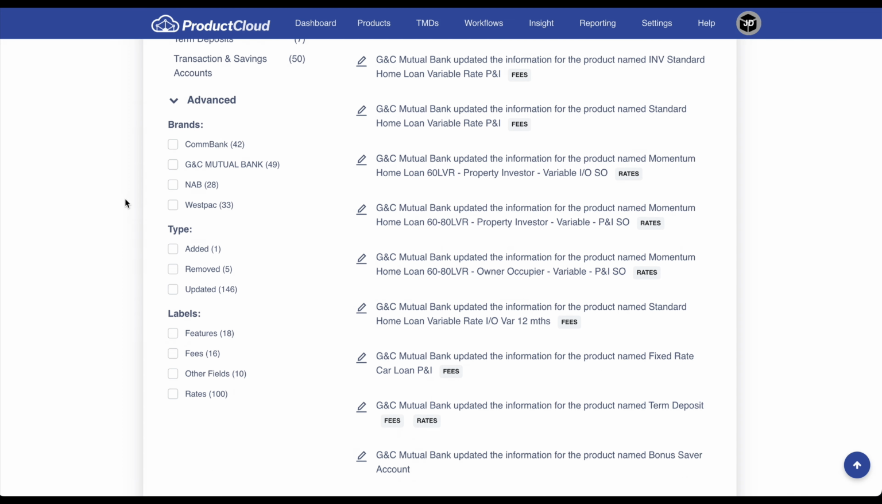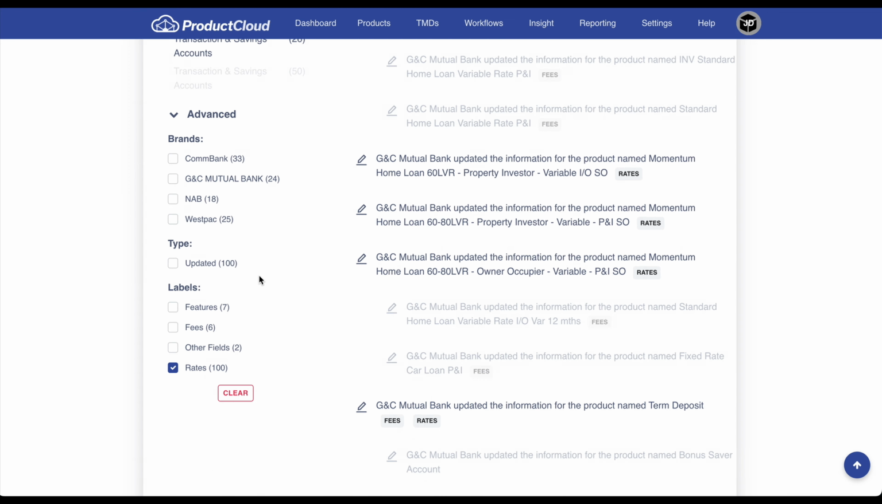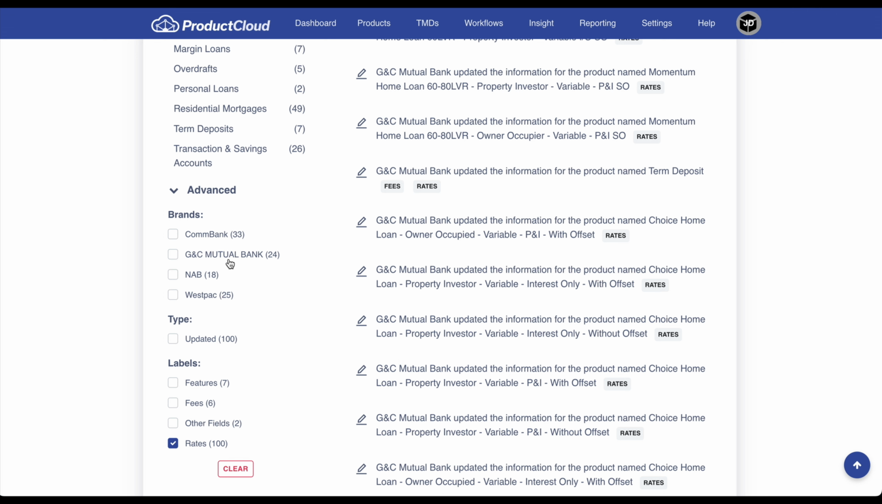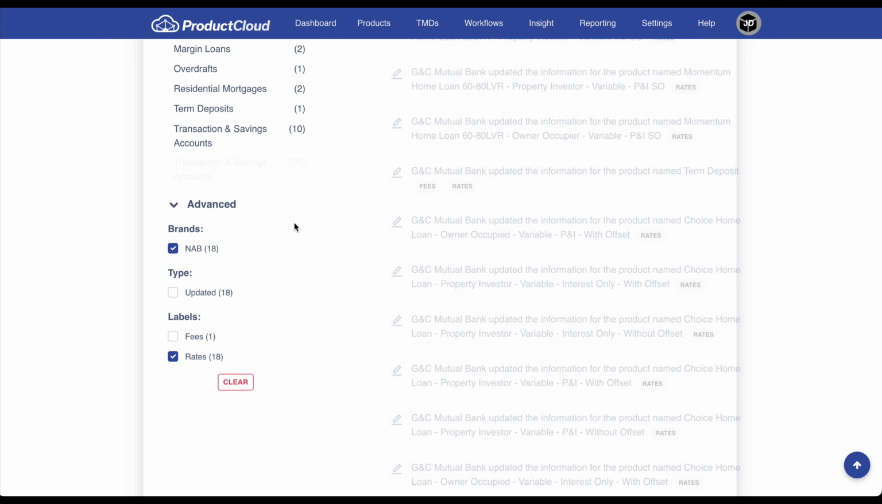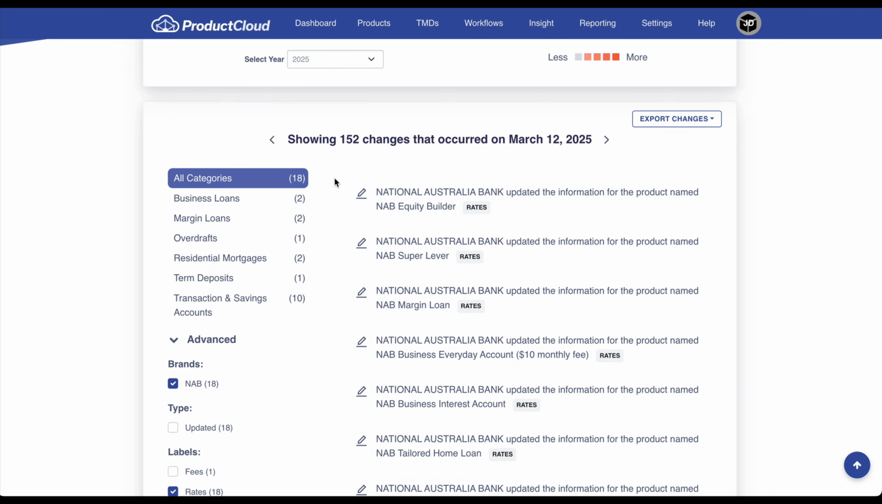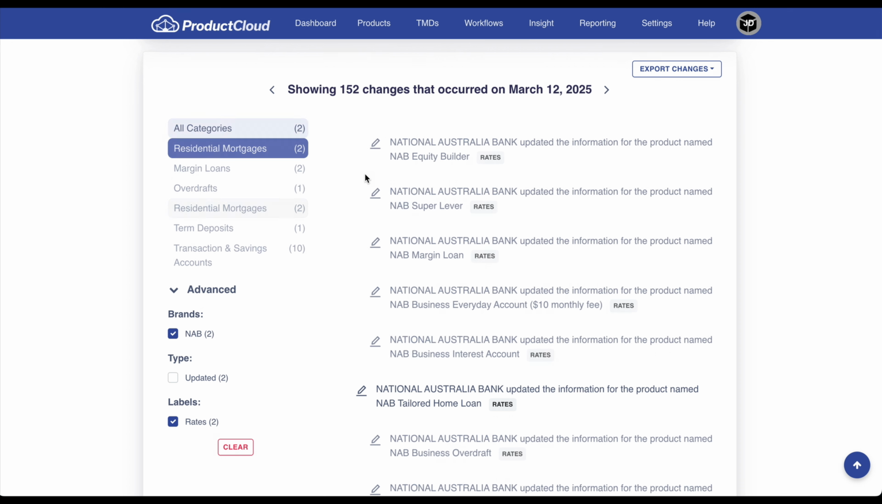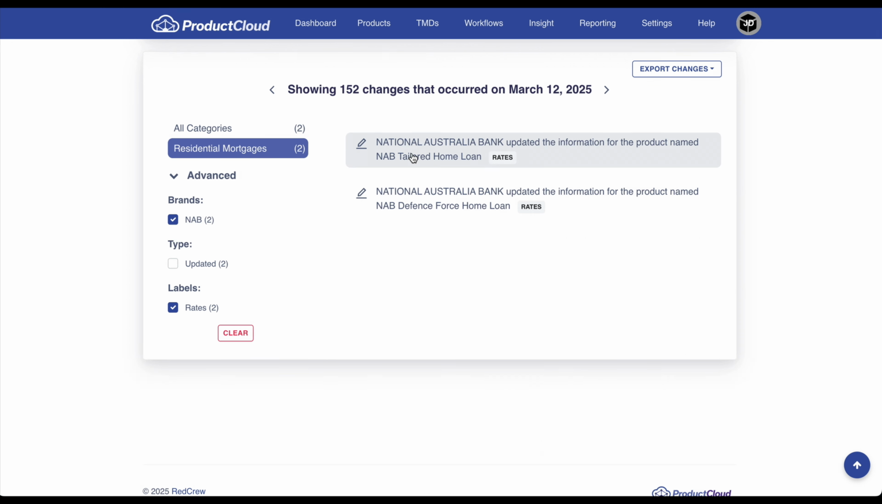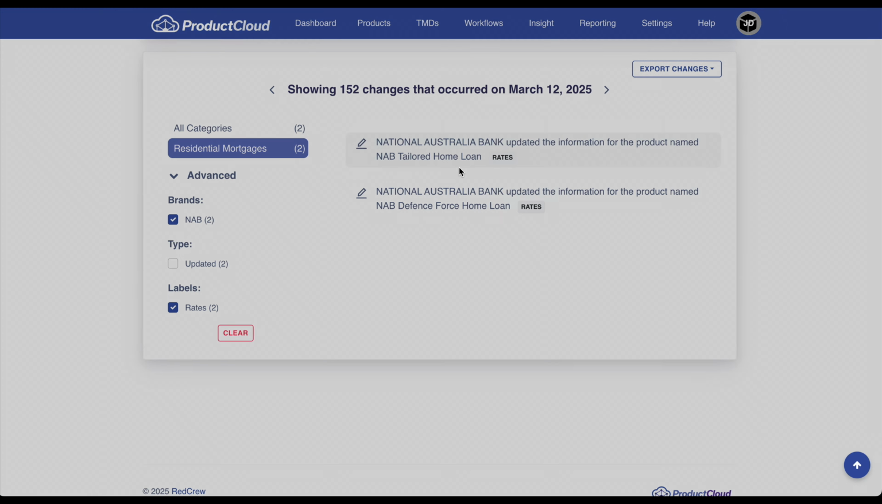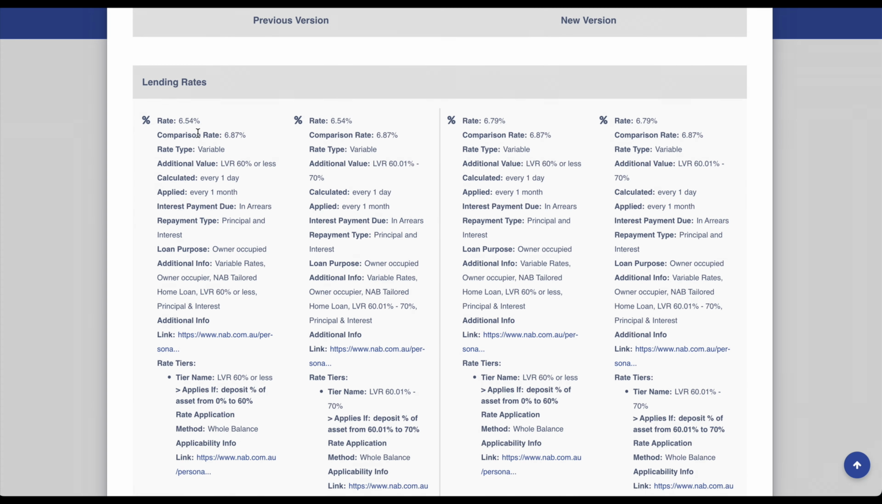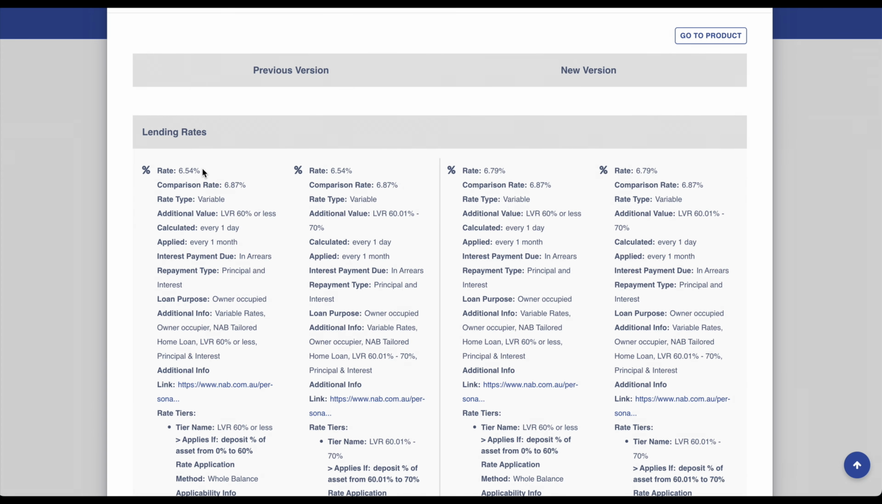We've got 4 banks here. We can filter just by the rates and then have a look at what NAB's doing specifically. So they made 18 changes to their rates, most of them to transaction and savings accounts. But if we have a little more of a specific look at the residential mortgages, we can have a look at this tailored home loan. You can see here that they have increased a couple of rates here.